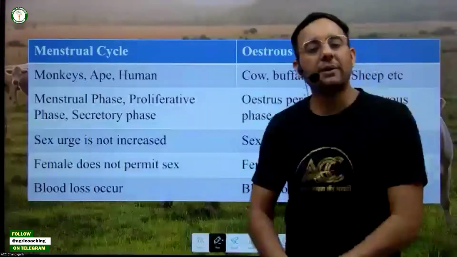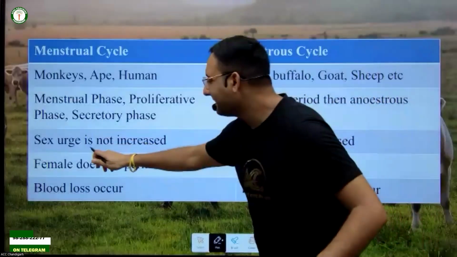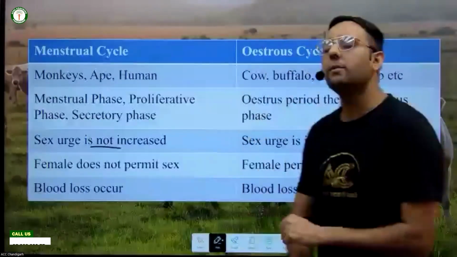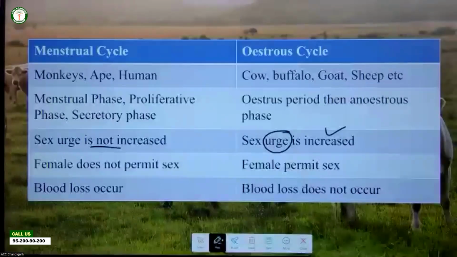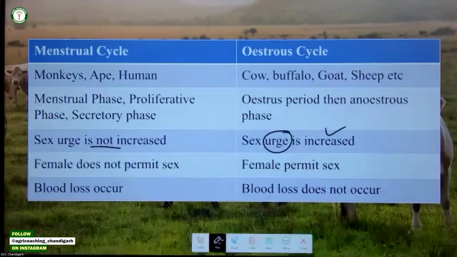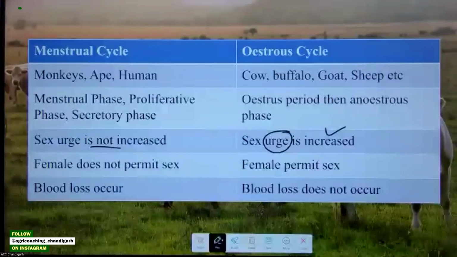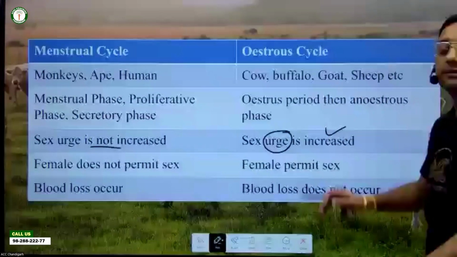When the periods will come in human, when the female will experience menstrual cycle, sex urge will not increase in the human. But in case of the female of the animal, definitely sex urge will be increased. As we have studied, once the animals come in heat, they will show so many symptoms. But you will not see the same symptoms in your mother or in your sister. The reason is, in the human, when they are in menstrual cycle, sex urge will not be increased, but here the sex urge will be increased.